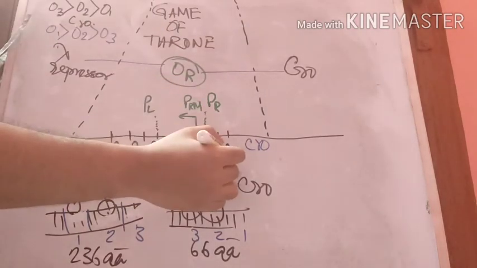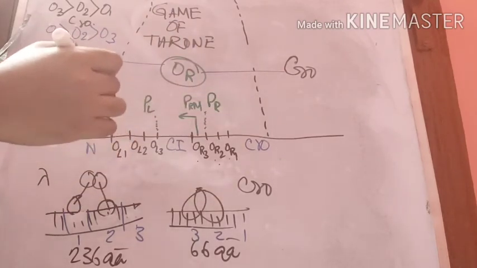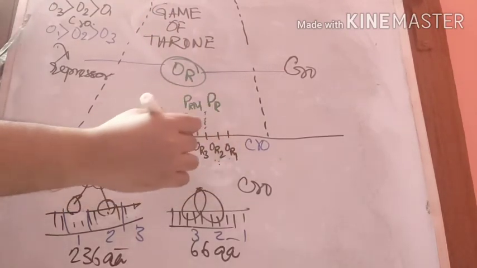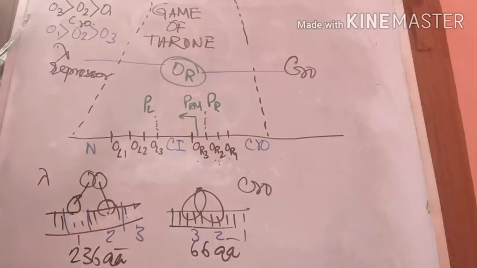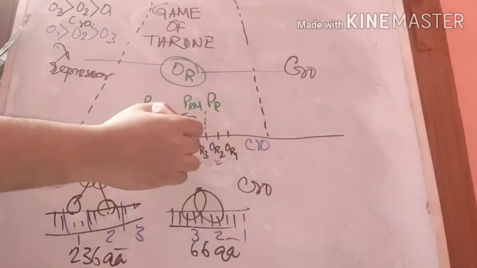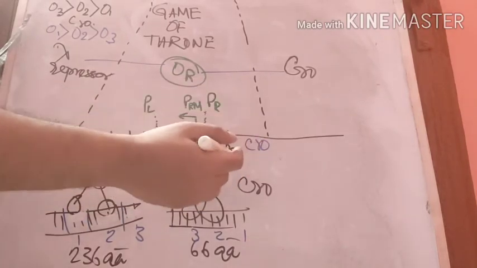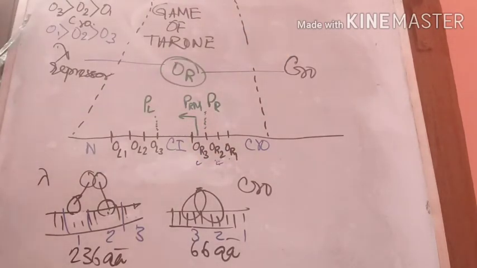Now Cro comes, it wins OR3, OR2. Only lambda is there in OR1. So Cro wins. Cro has occupied OR3, OR2. Lambda has only OR1. So two in three are already occupied by Cro. So the Cro wins and the lytic cycle is there.